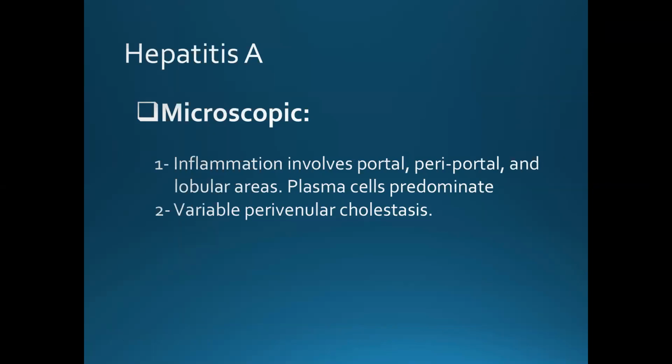All right, so when it comes to the microscopic examination of what you find in hepatitis A, it is going to be, again, a lobular kind of picture, lobular disarray, where the plasma cells predominate. And you may also see some perivenular cholestasis as a result of the injured hepatocytes.